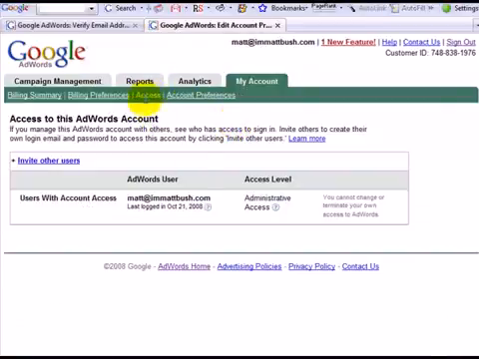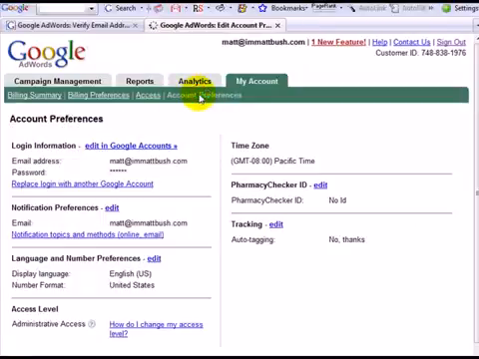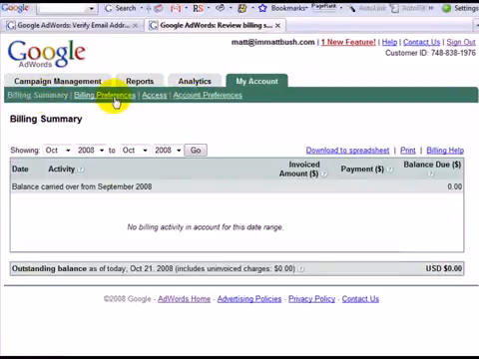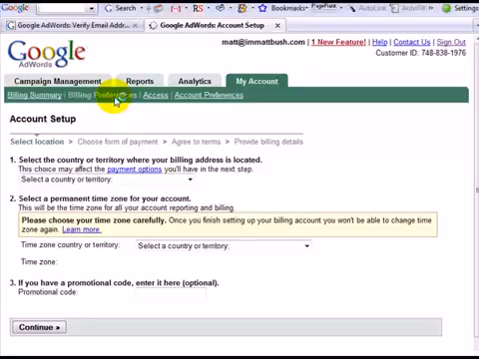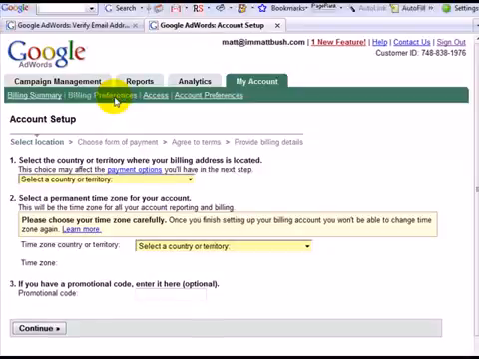Let's see, under access, we can determine who's going to be accessing this account. If you have a partner, you can have them have access as well. And just some account information here, certainly. So again, one of the first things you want to do is go in here and under billing preferences, fill in your correct billing information, and you can specify how much money you want charged at a time, all those kinds of things.